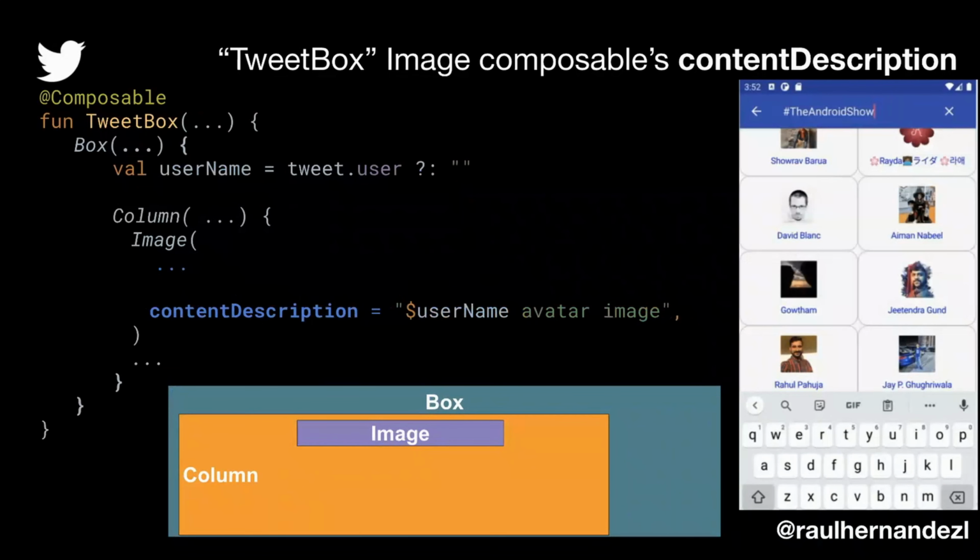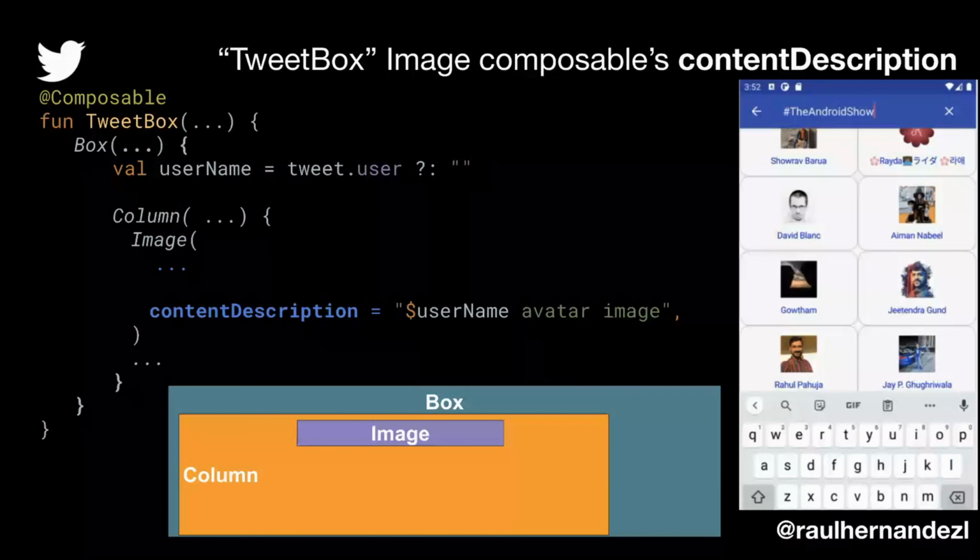Also, the image has a content description. That means that we have to define a particular thing for this image to be there. And this is important because we have to develop for everyone, and accessibility should be important for all of us. So please take this into account and try to avoid having this as a null or having this with quote quote, which doesn't give any value at all.